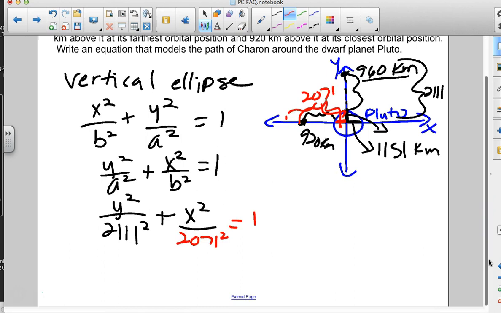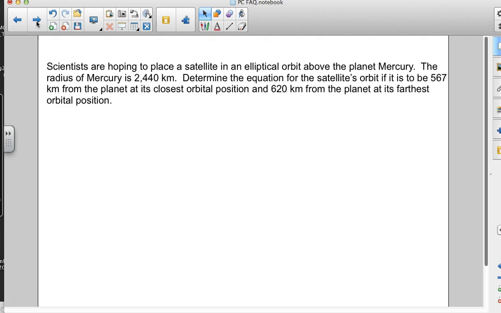But the key to this is going to be that your sketch has to match your equation. Because mine was vertically oriented, I needed to make sure that I had a vertical ellipse formula for that. Those things have to match. If you went the other way, well, your sketch needs to show that. Your sketch needs to show, hey, I put the 960 out here and I put the 920 out here. And then it would be horizontal. So then you'd have x squared over a squared plus y squared over b squared.